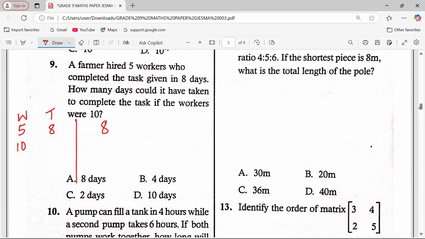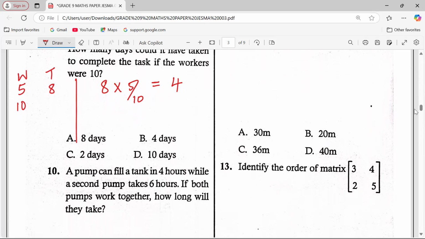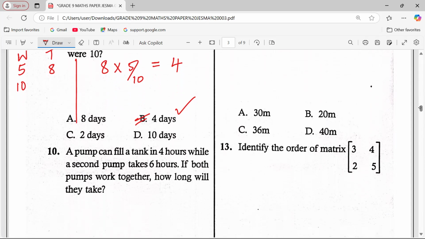8, which is the number of days, will be affected by the ratio of men such that we ensure that we decrease it. So to decrease 8 in the ratio of 5:10 means 5 over 10. So this will give us exactly 4, because we'll have 40 over 10, which is 4. So 10 men will require 4 days that way.